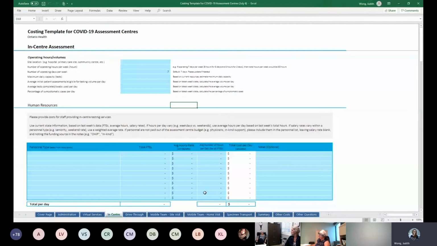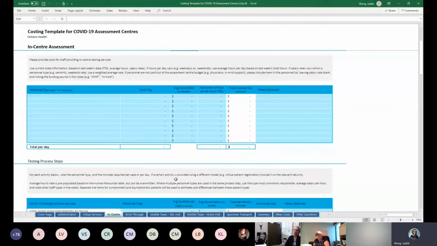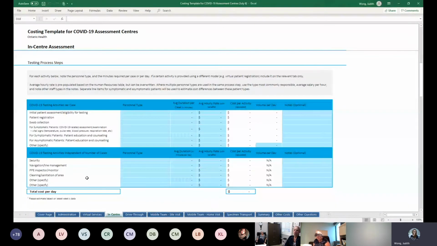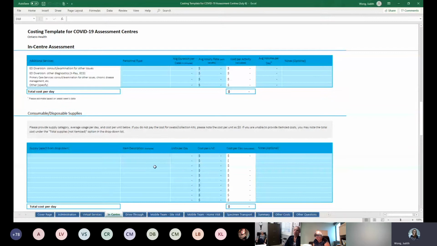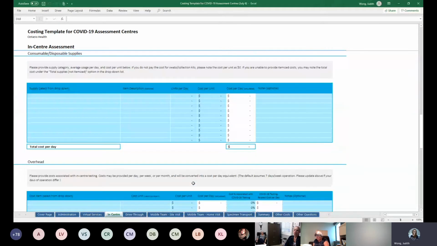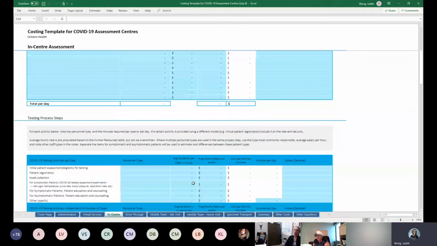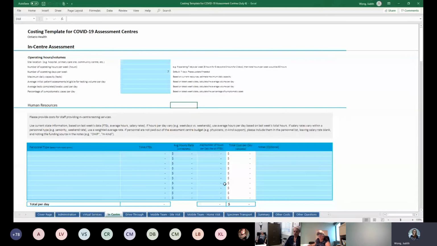Option 2, if your 2 sites are very different, meaning that the time required for all of these activities is different between the 2 sites, the services are different between the 2 sites, maybe the costs for supplies are different between the 2 sites, please give us 2 separate templates. And when you email us the 2 separate templates, in your email, note that you've provided 2 templates in order to capture different cost structures across 2 different assessment center sites, or any of the models.